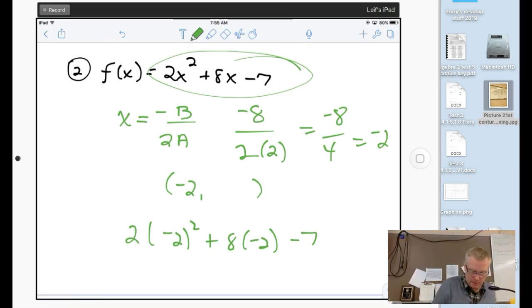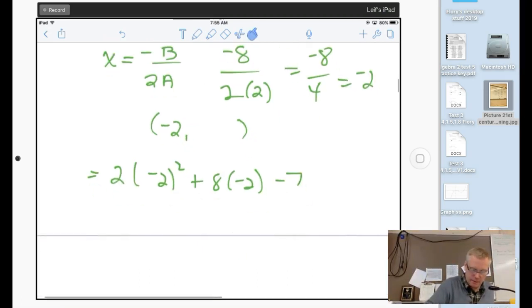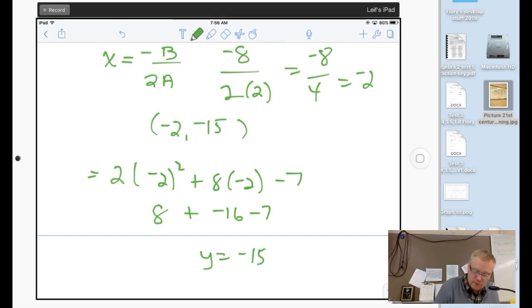-7, and start simplifying. So -2 squared is +4. Notice how it's in parentheses, big difference there. And 4 times 2 is 8. And if I take the 8 times -2, I get -16 minus 7. Combine all those together, and I get y equals -15. So there's the vertex.